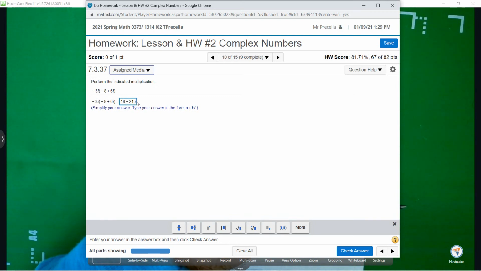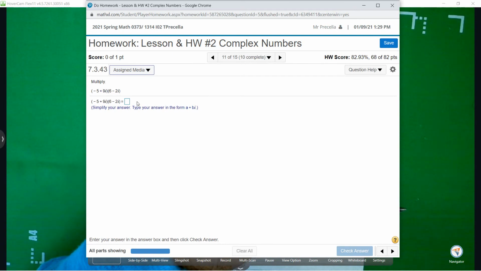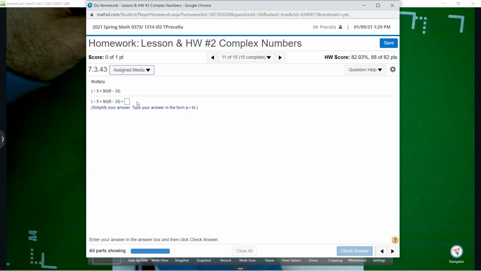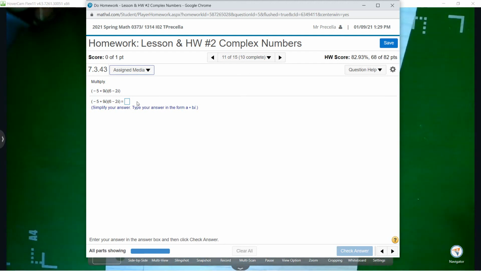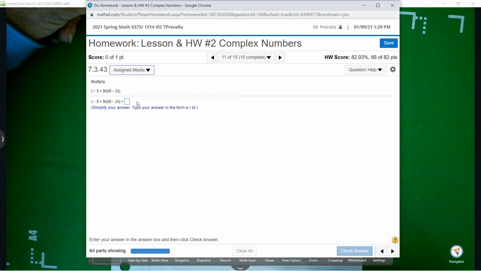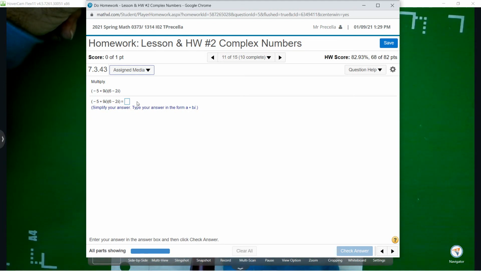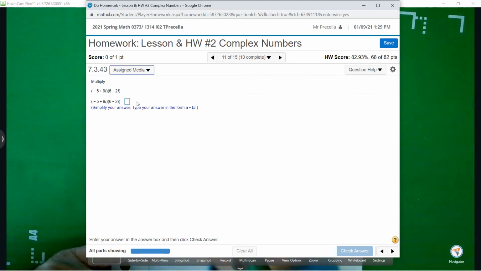18 plus 24i. Okay. Okay, number 11. Looks like it's another FOIL problem, isn't it? Negative 5 plus 9i times 6 minus 2i. Let's start foiling it out.